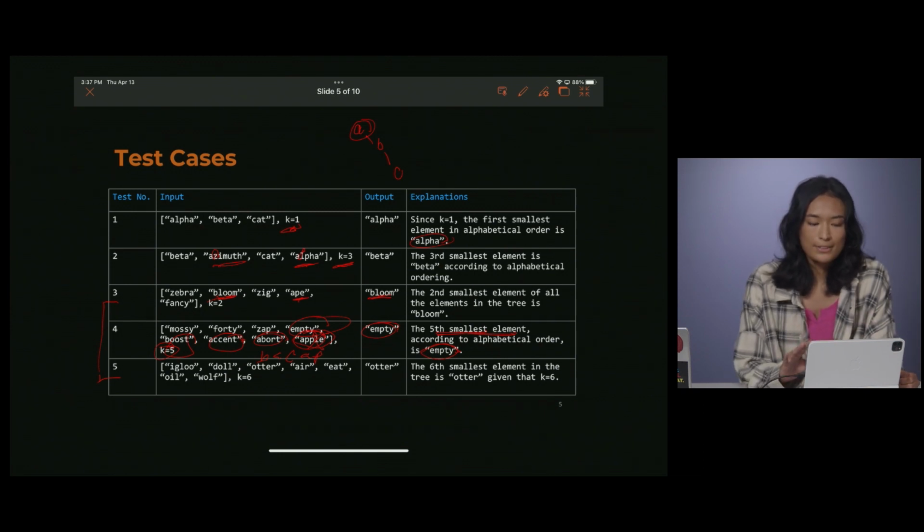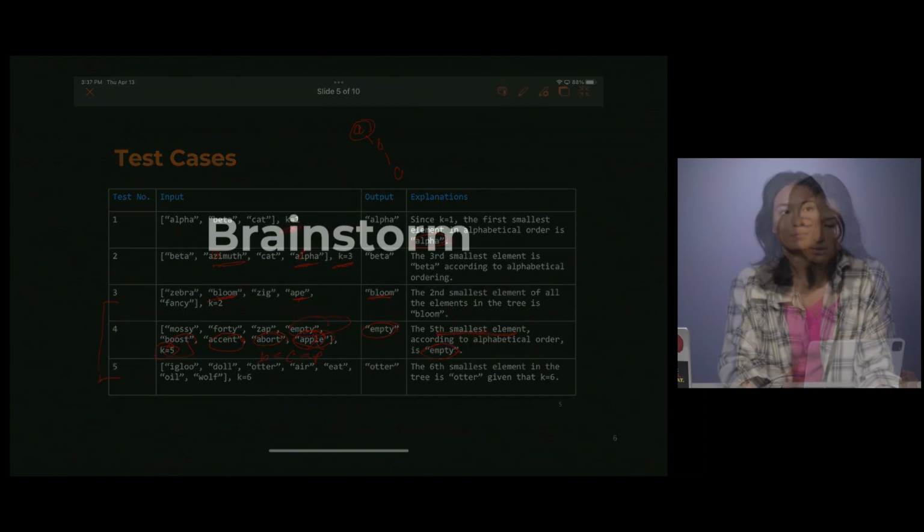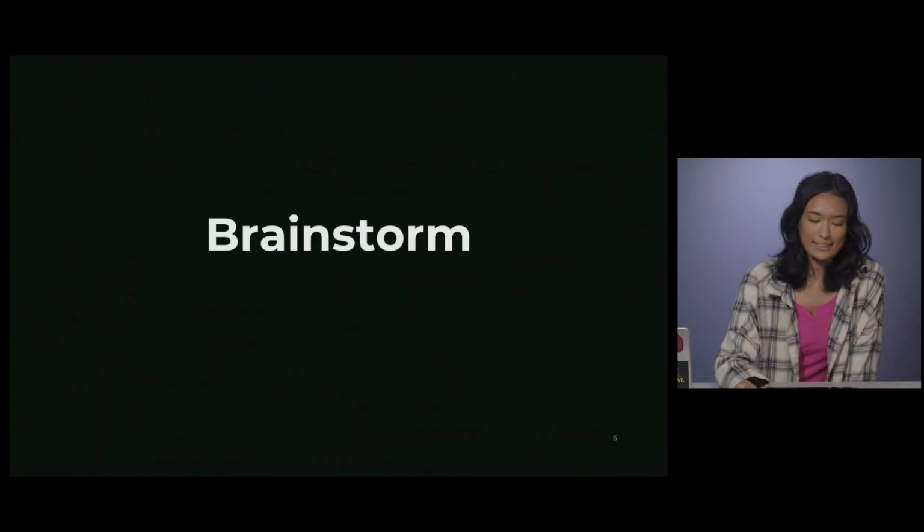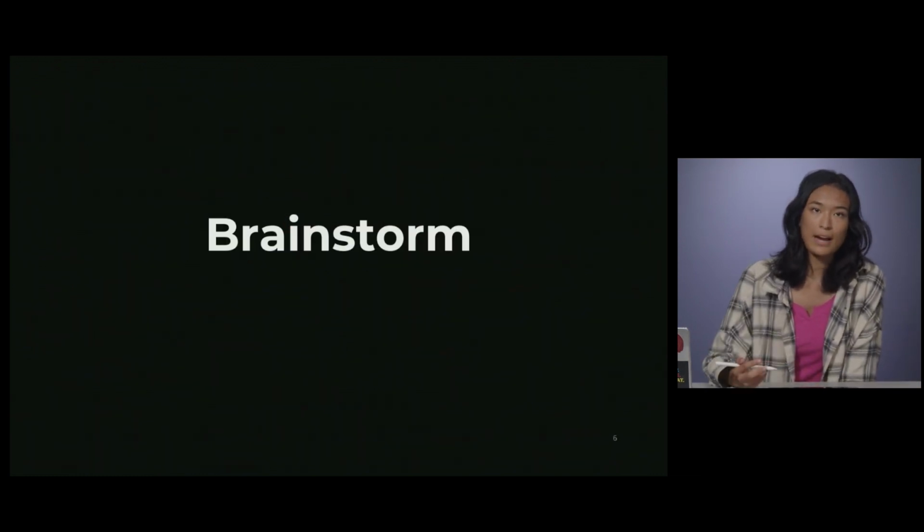The same will apply for test case number 5, where we have igloo, doll, otter, air, eat, oil, and wolf. K is equal to 6, so we end up returning otter, which is the 6th smallest element in the binary search tree. So now that we've gone over some test cases, we're going to start brainstorming for our solution.